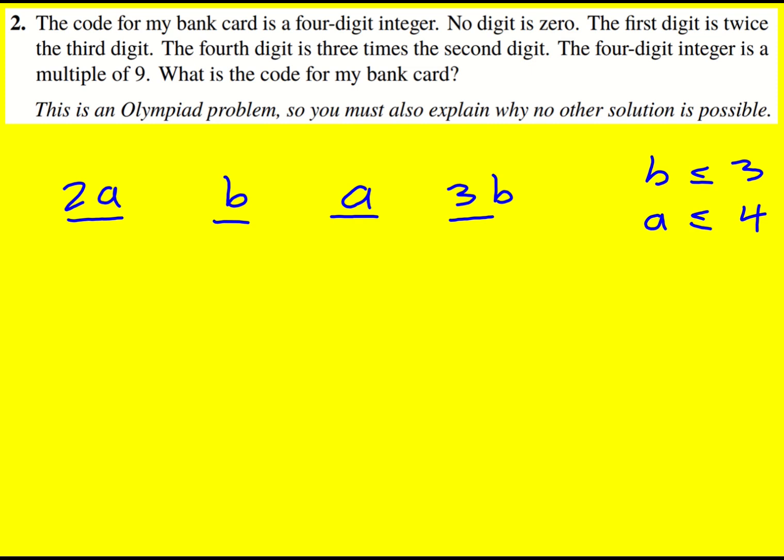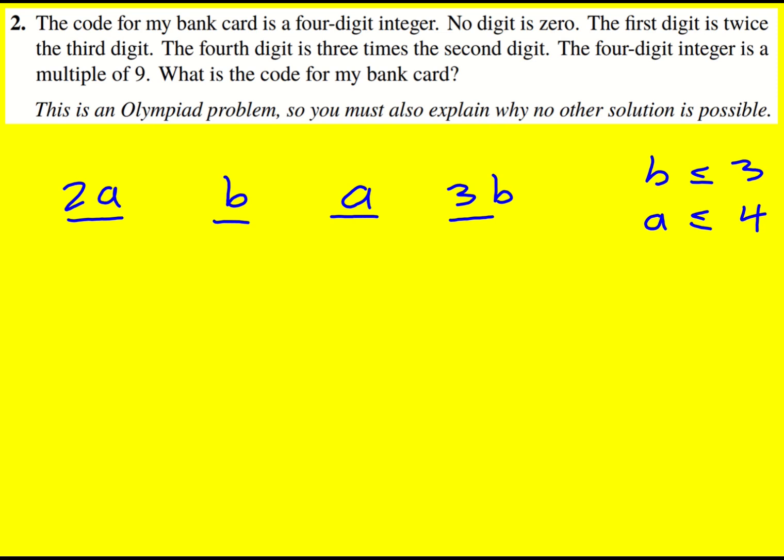I just solved, and if 2A and 3B went above 10, or 10 or more, then I rejected them. But you'll see in a second how I did that. But I was also told one other piece of information: that the 4-digit integer is a multiple of 9.